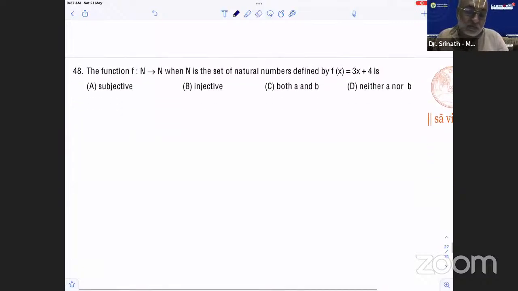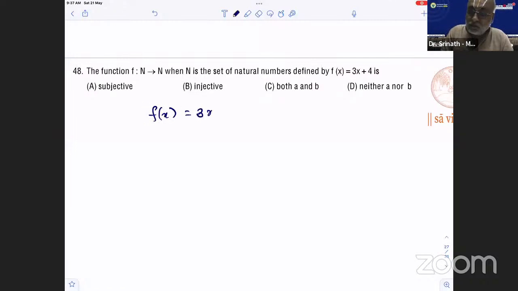Well, come to this 48th question. F is a function from N to N, where N is the set of natural numbers. F of x is equal to 3x plus 4. The options are surjective, injective, both A and B, neither A nor B.